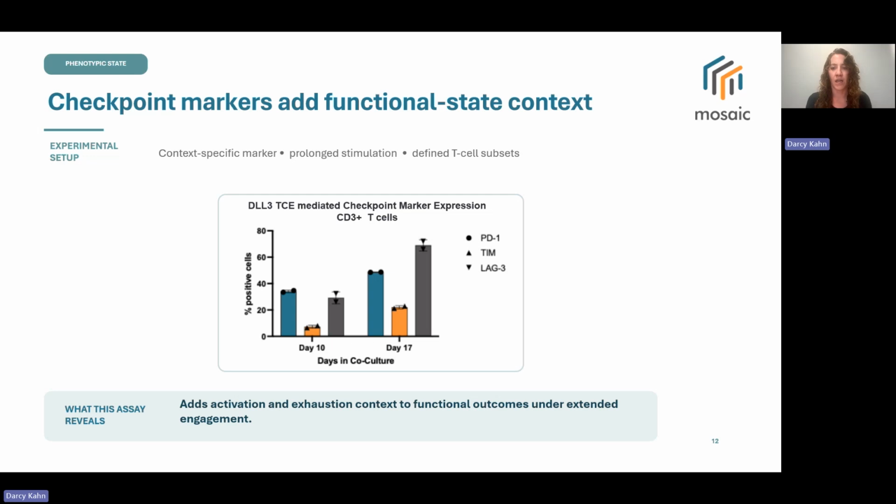And so what we can see in the data is increasing checkpoint marker expression between days 10 and 17 of prolonged stimulation, matching the functional data that we saw in the previous slide. This helps give that phenotypic context for the functional decline that we see in a serial cytotoxicity or longevity assay. In other words, this is the mechanistic explanation for why killing capacity drops off over time. I think that can be really powerful to show side by side.